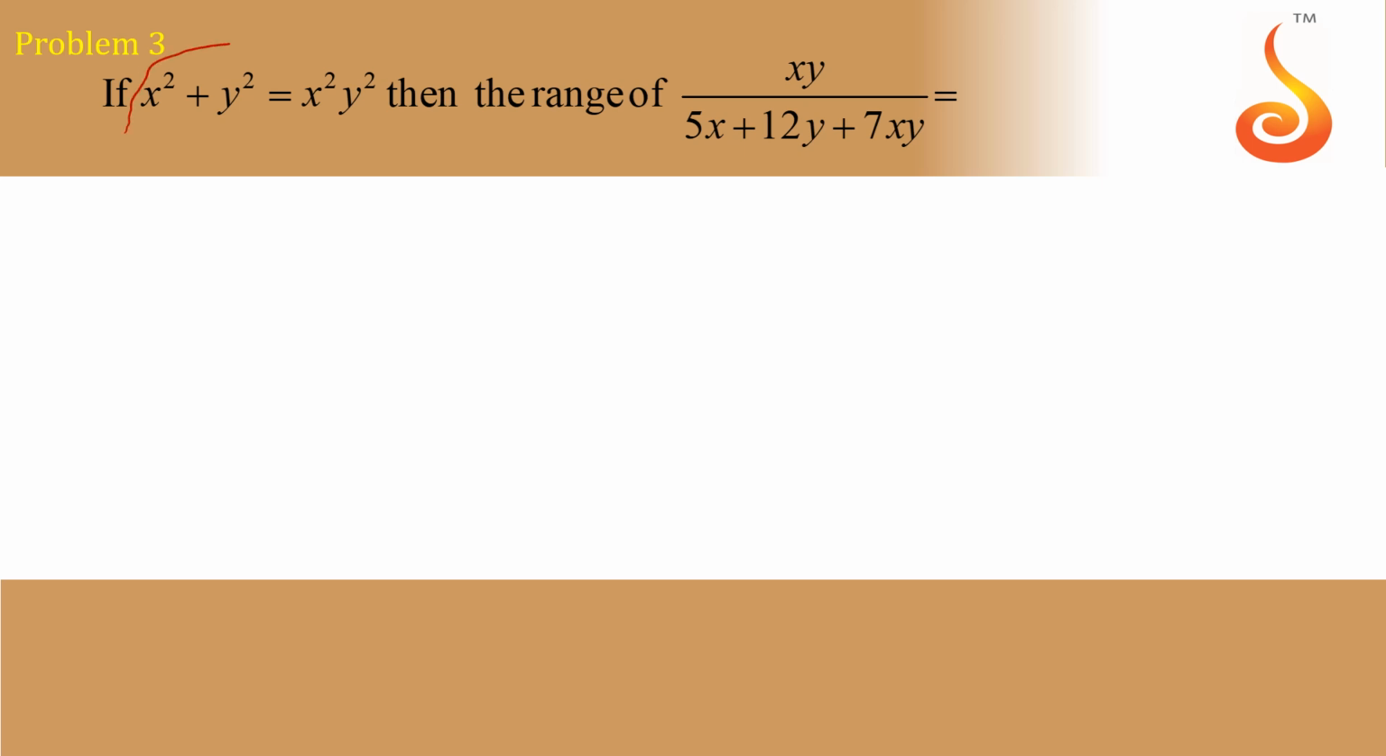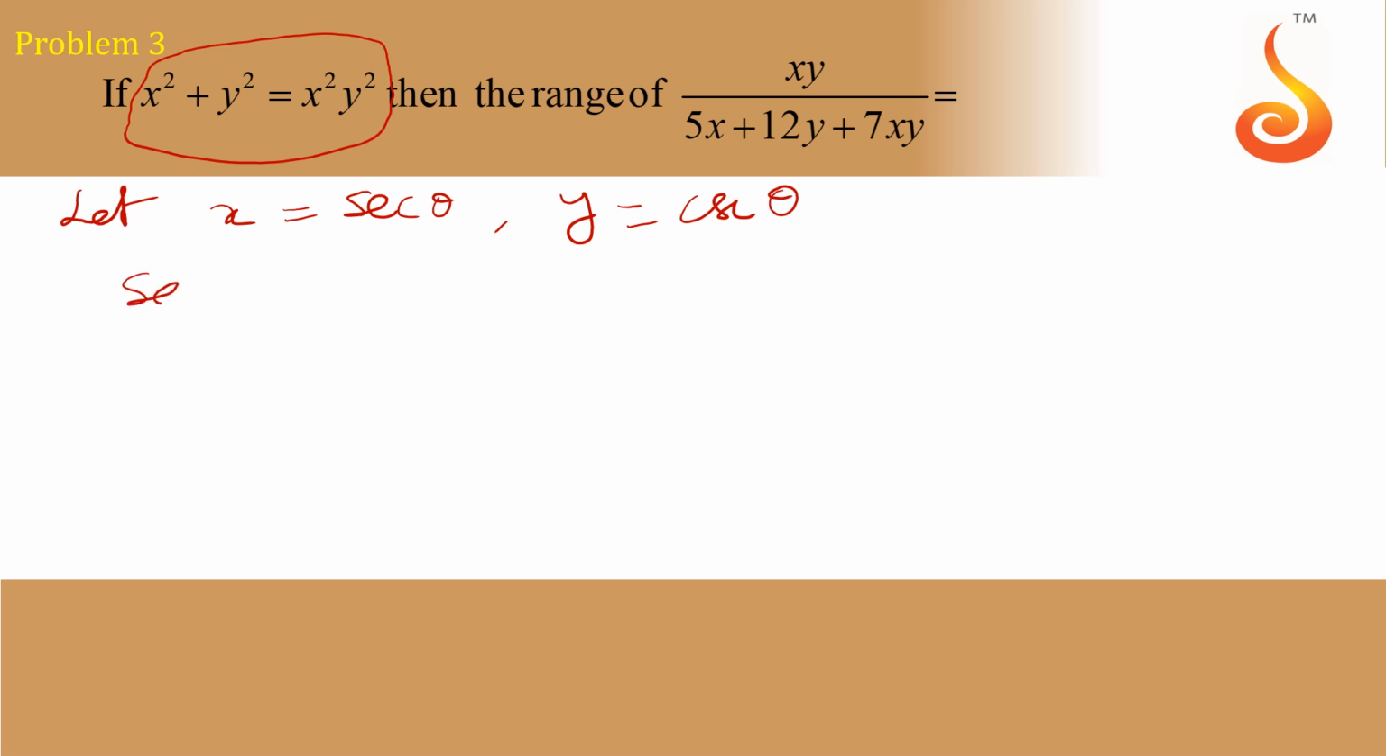Observe this condition: x square plus y square is x square into y square. So the sum is equal to their product. So let us assume x is secant theta, y is cosec theta, because we know that secant square theta plus cosec square theta is equal to secant square theta into cosec square theta. Let us use these two values in the question.